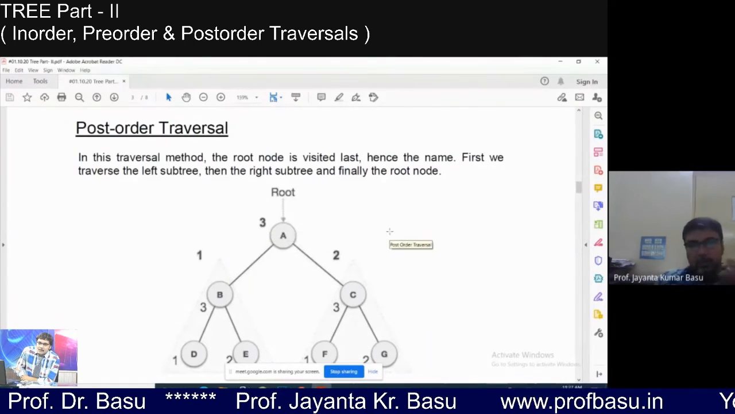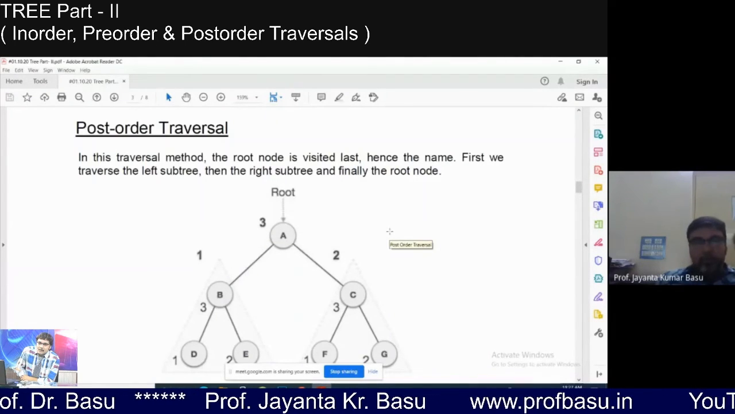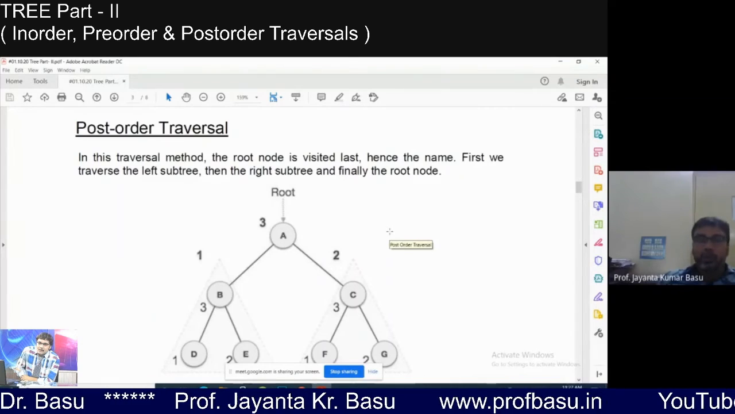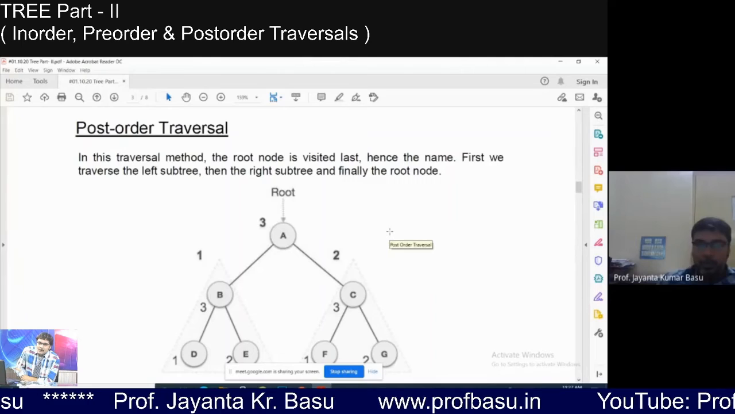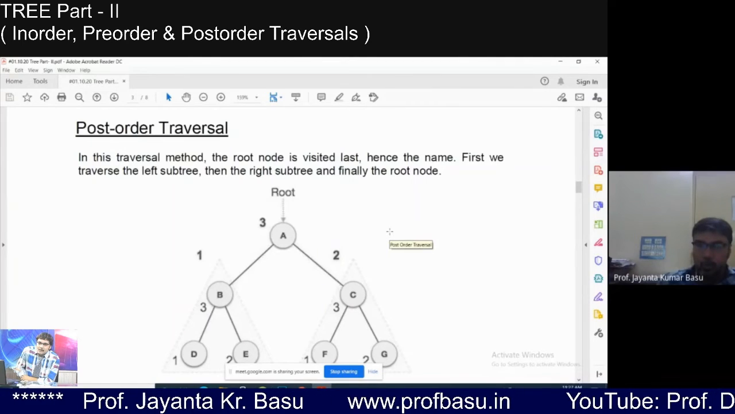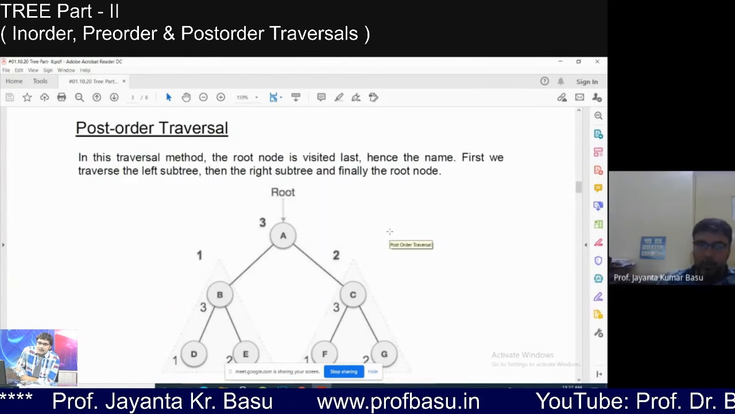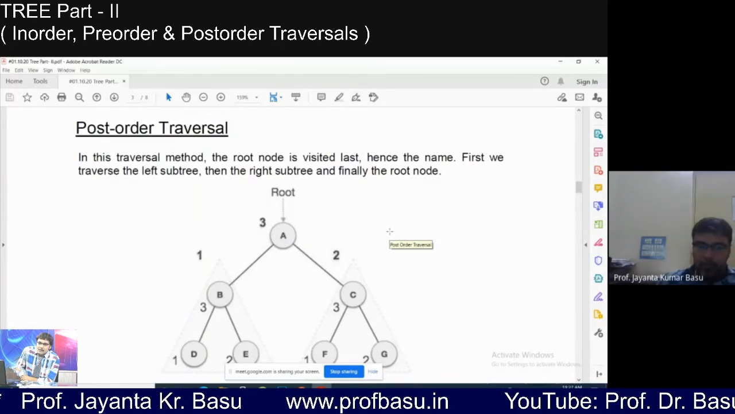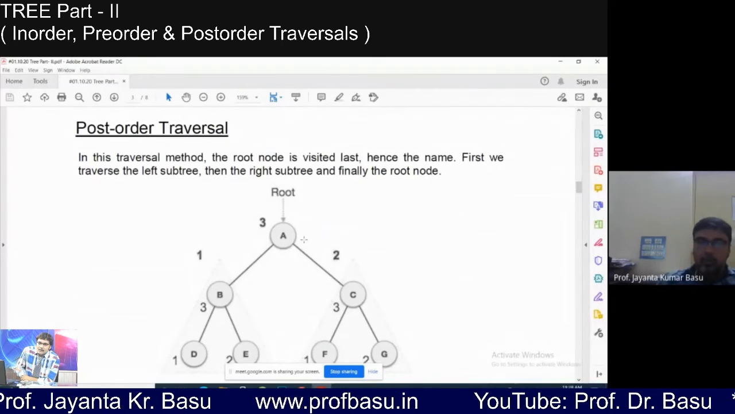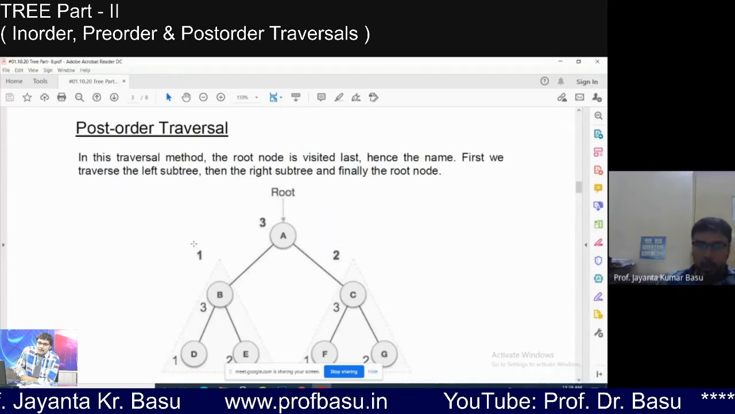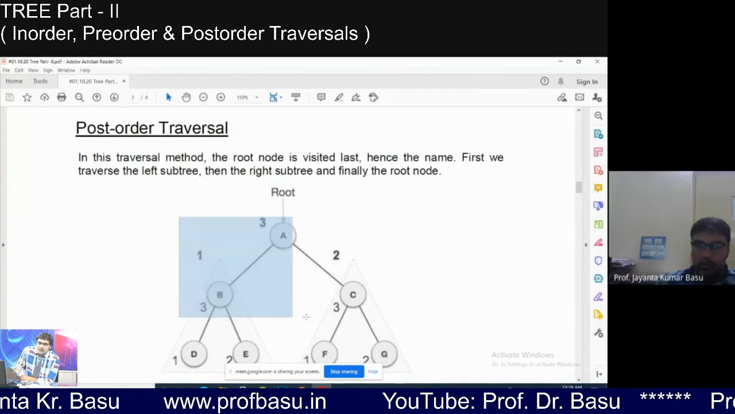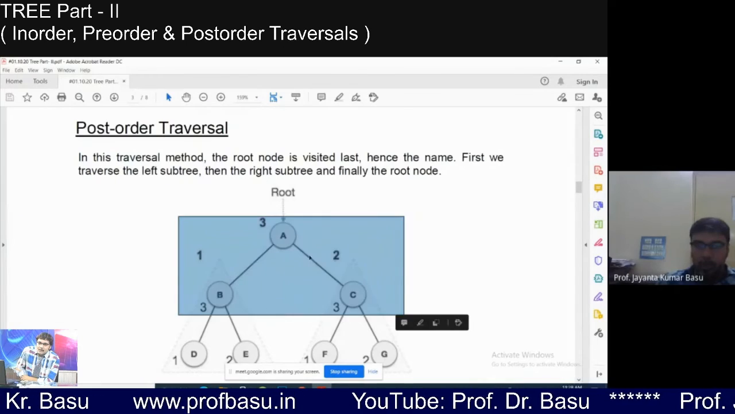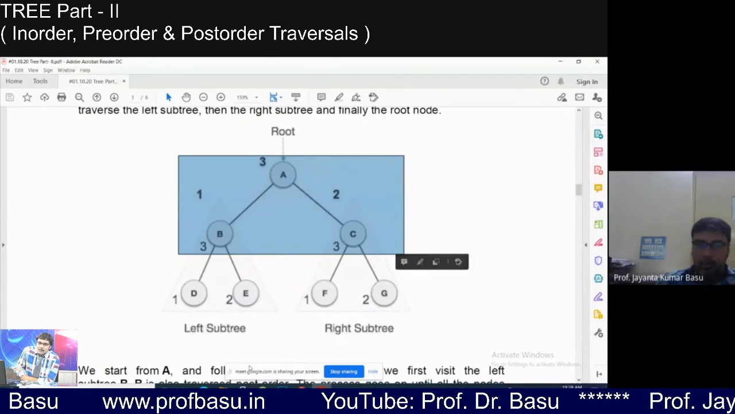This is the sequence you have to keep in mind. For in order: left, root, right. For preorder, the root will come first, then left, right. For postorder: left, right, root will come last. You can notice one thing: you have to listen constantly for the entire session. It may be difficult for you to concentrate for the entire session. You may miss one or two minutes, okay.